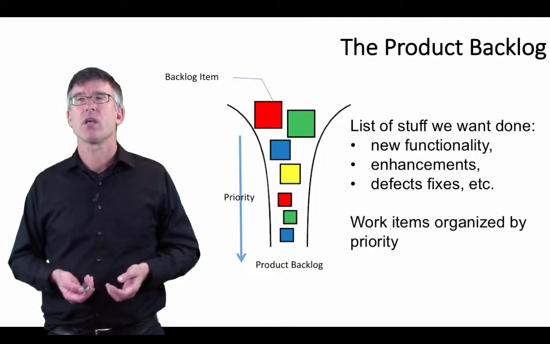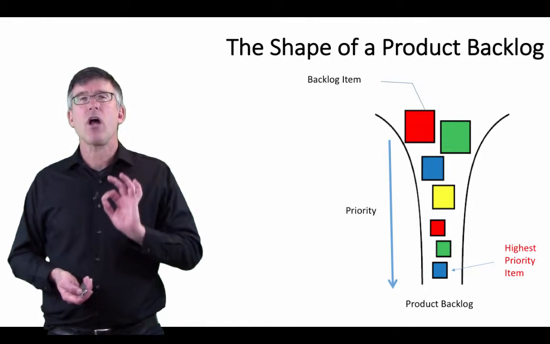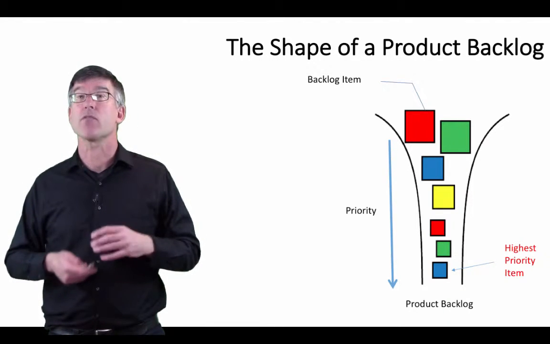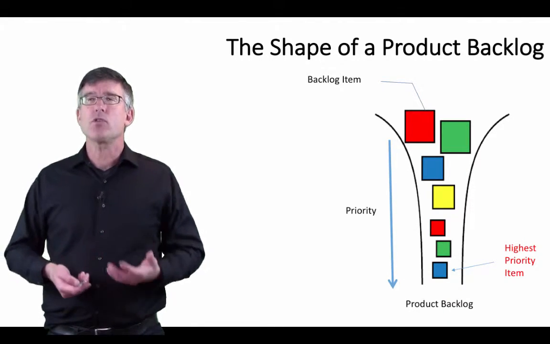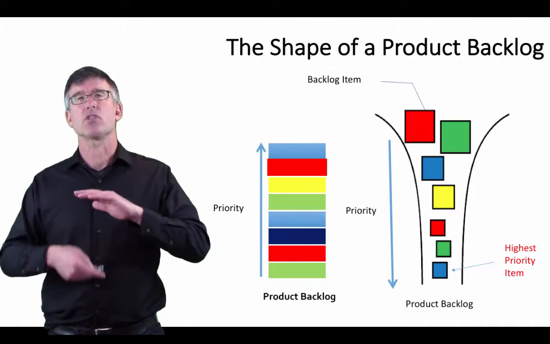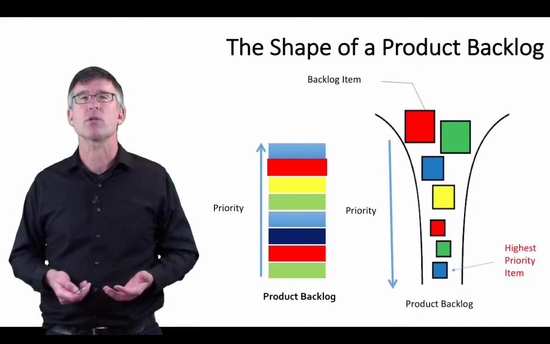The work is generally organized by priority, and that priority is derived from the importance or value of that backlog item. Now, just a bit of a diversion here. You've probably noticed we have a unique way of drawing our backlogs, and we have a reason for this. Most of you are familiar with a backlog that's shaped like this, sort of a stack of plates. This is how a backlog is frequently drawn in most textbooks.